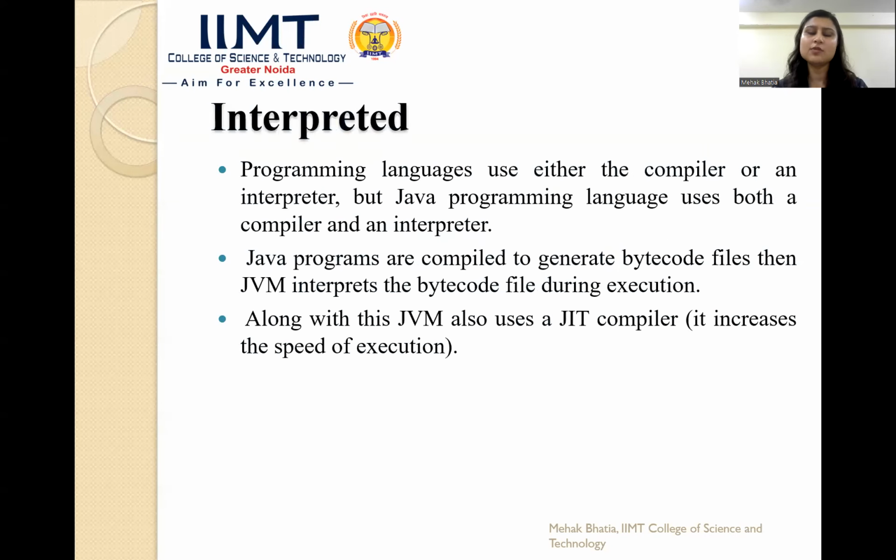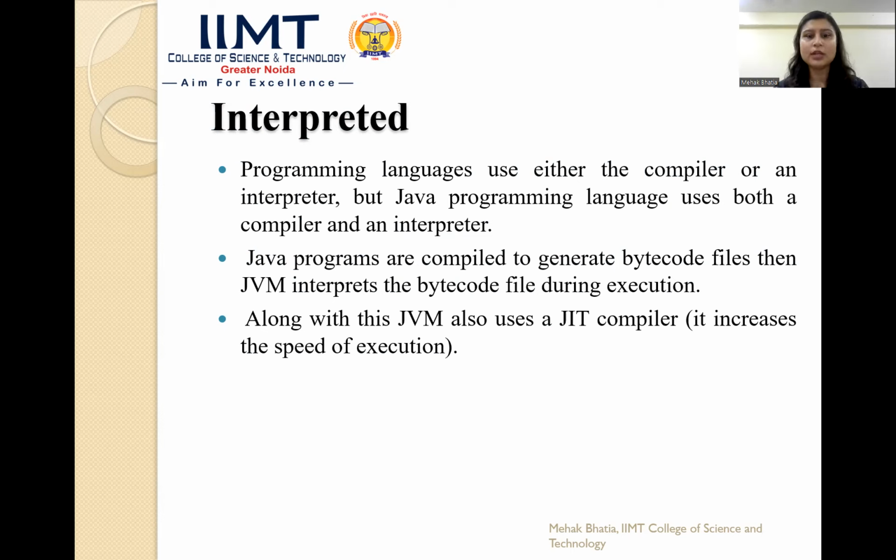Now let's move on to the third feature of Java, which is interpreted. Now what does the word interpreted mean? Java is an interpreted programming language. Programming languages use either a compiler or an interpreter. But the Java programming language uses both a compiler as well as an interpreter.